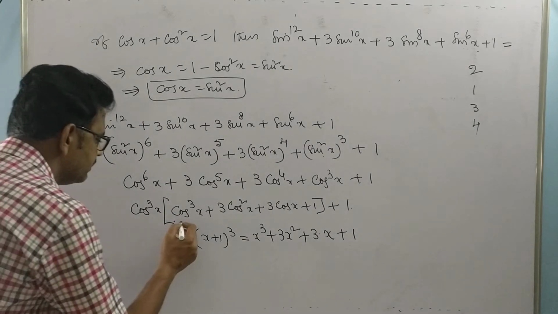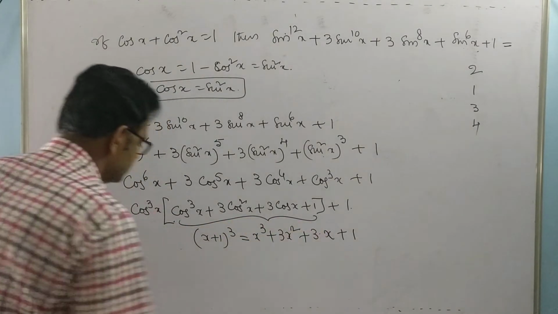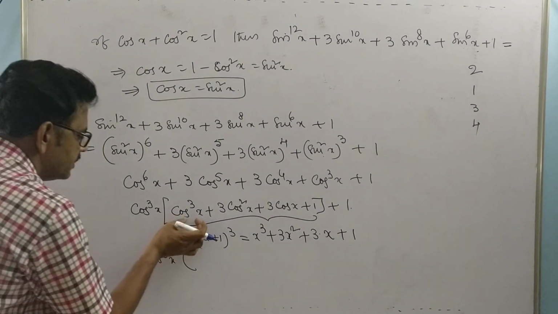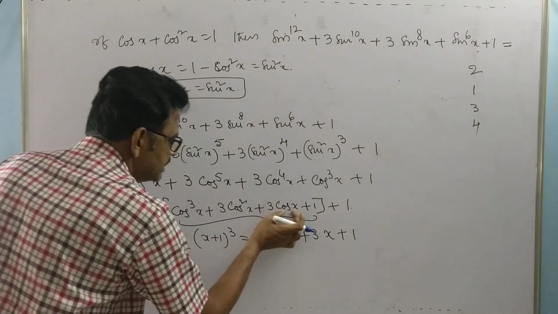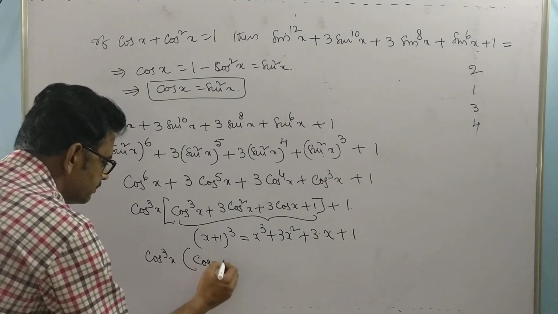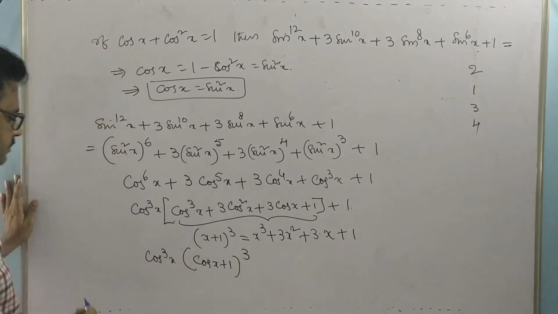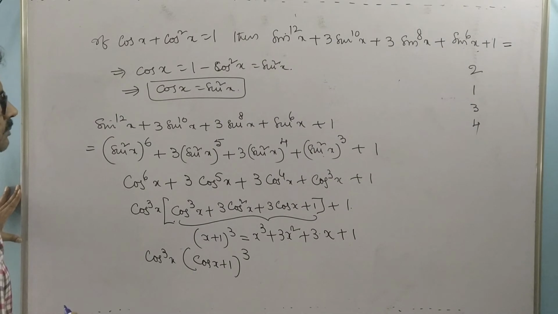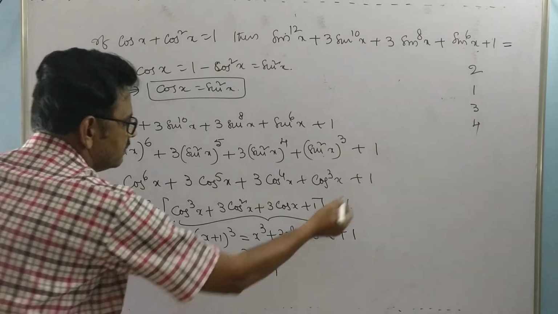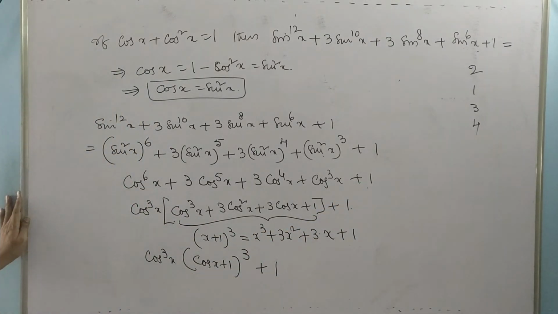So this is cos cube x into the a cube plus 3a square b plus 3ab square plus b cube form, which is cos x plus 1 whole cube. Plus 1 you can write as this, which is cos x plus 1 whole cube.